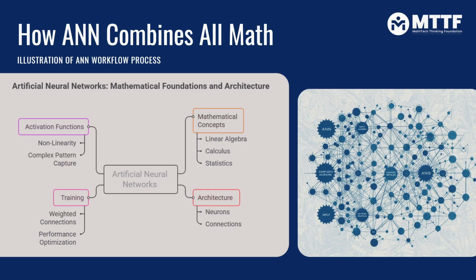During training, weighted connections are continuously updated through optimization techniques to improve the performance. Each update is mathematically guided, ensuring the network learns efficiently. In summary, an artificial neural network is where mathematics becomes intelligence. Structure, learning, uncertainty, and optimization all work together to solve complex problems.